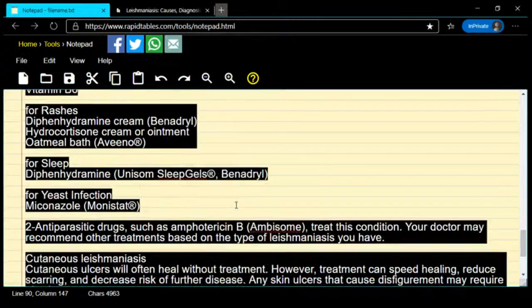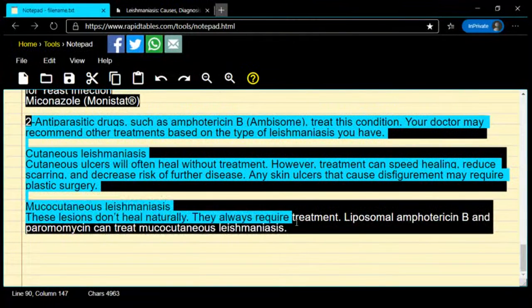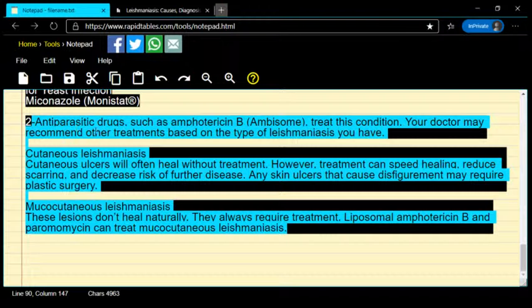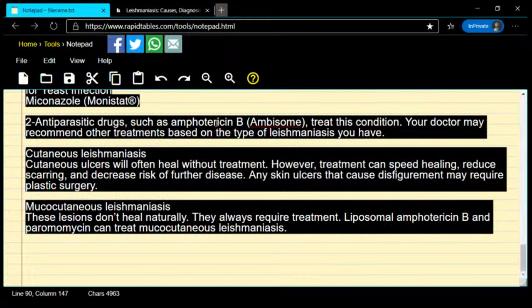The anti-parasitic drugs such as amphotericin B and B song. Treatment is conditioned. Your doctor may recommend other treatment based on the type of leishmaniasis you have.